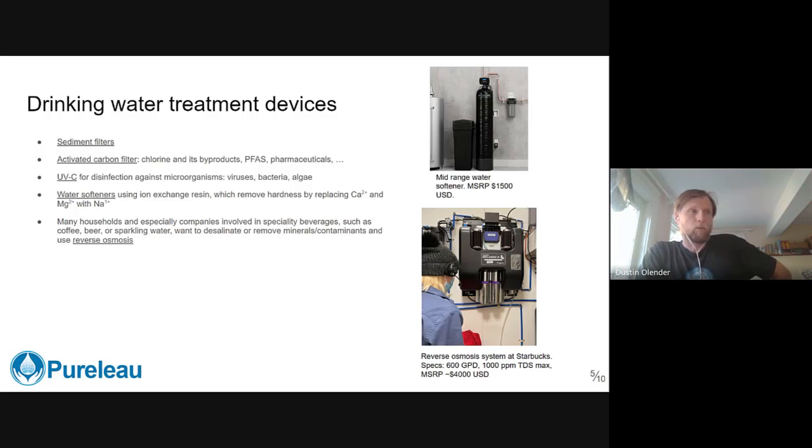Next on the list would be water softeners using ion exchange resin. If you have a hardness problem, this is the main way to fix that problem. And it doesn't necessarily remove calcium and magnesium, it substitutes them with sodium.